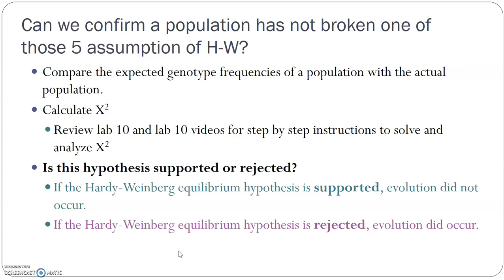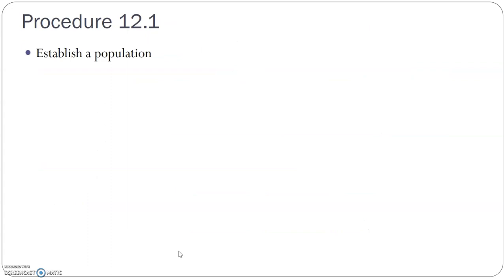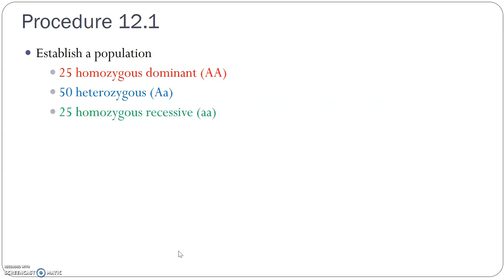So let's talk a little bit about what you're doing in this lab. You're going to start with establishing your population. So procedure 12.1 is establishing a known population. This known population is given to you in the lab book as the one that we are going to be working with. So this population is going to be 25% homozygous dominant. So we're going to have 100 individuals, 25 of them will be homozygous dominant, 50 will be heterozygotes, and then the other 25 will be homozygous recessive. So that is 100 individuals.